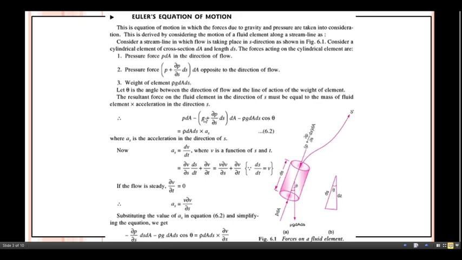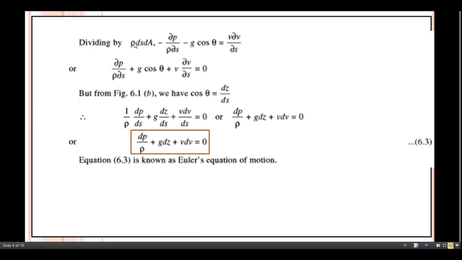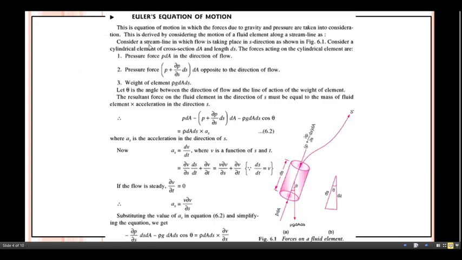So multiply by this term inside. Here p dA minus p dA, that term gets cancelled, and only this term will remain, ∂p/∂s into ds into dA. This term is written here. Now in the next step, I divide this entire relation by rho into ds into dA. If I divide by rho ds dA, only rho will remain here, and the ds dA term gets cancelled. Here in this case rho dA ds gets cancelled.